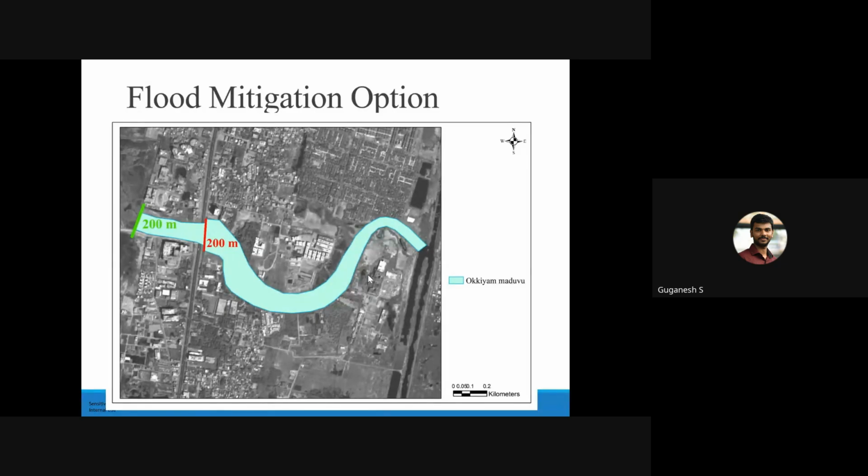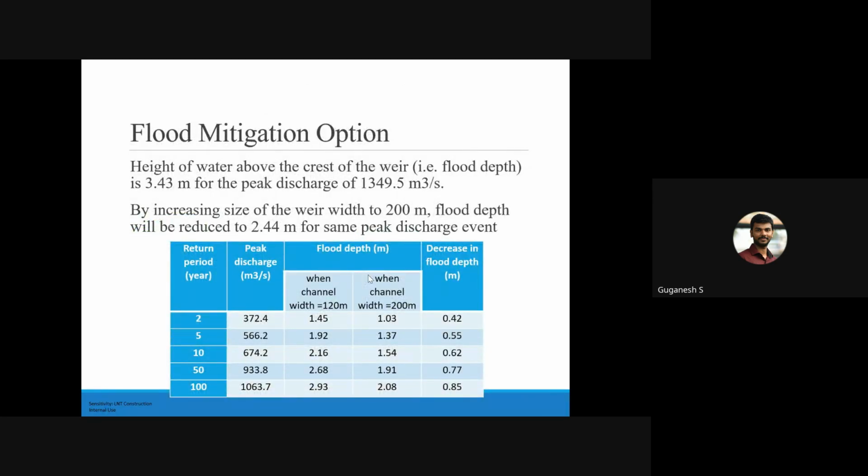So we have identified that at the exit of the Pallikaranai marshland through OMR Madu, the drainage is very insufficient to carry this much flood water. So we suggested increasing the drainage channel width from 120 meters to 200 meters for OMR Madu. So this is the discharge, and based on the suggestions, when the channel width was 120 meters, this much is the flood depth, and when the channel width is 200 meters, the flood depth is drastically reduced.